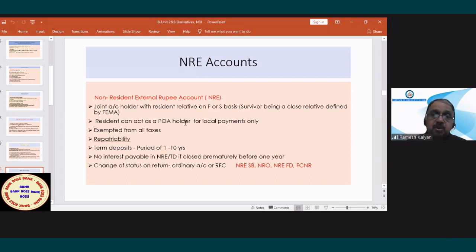That is the only prohibition. All other normal transactions, the power of attorney holder can do. He cannot send money to any other person. He cannot send a gift or donation, or anything else.